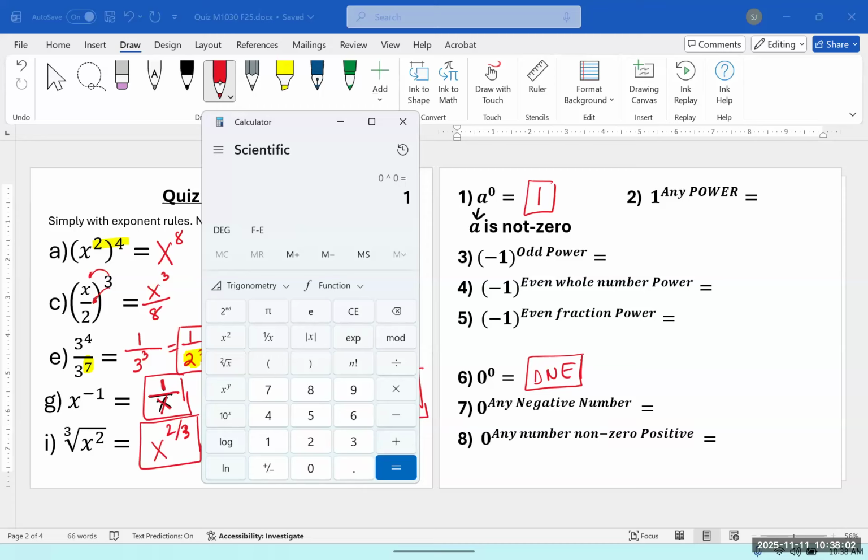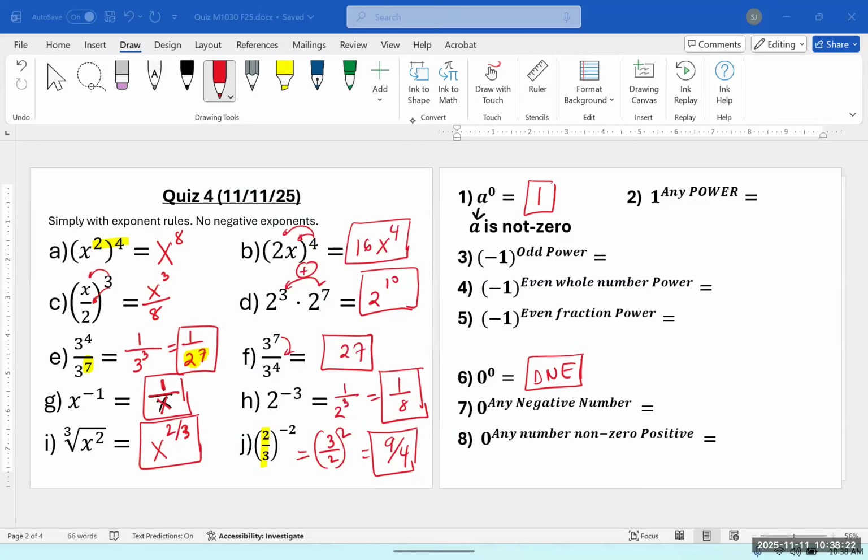0 to the 0 doesn't exist. It depends on how you learned it. I learned it, but I asked the department, they said no, it doesn't exist. Why would you put both zeros on the end? Double trouble. 0 to the 0 doesn't exist. I got that right, but zero or DNE.